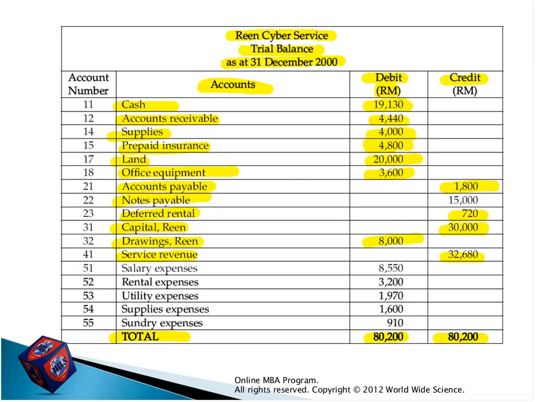The salary expenses as well are common expenses and come on the debit side. Rental expenses, utility, supplies expenses, and sundry expenses. All these expenses, when our expenses are increasing, are shown on the debit side. It's our activity we do.